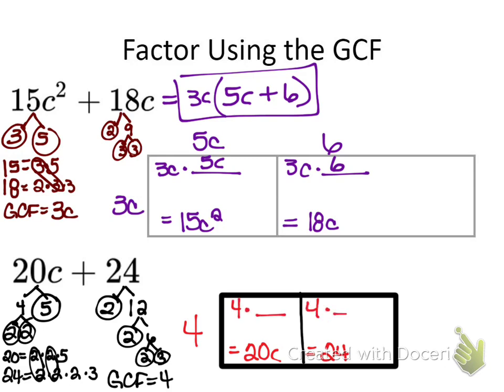So 4 times what equals 20c? 5c. Okay. 4 times what equals 24? 6. So then my final answer is, I have to draw the box. Yeah, you gotta draw your area model. It can be squished in there like mine. Okay, my final answer then? 4 parentheses, 5c plus 6, close parentheses.